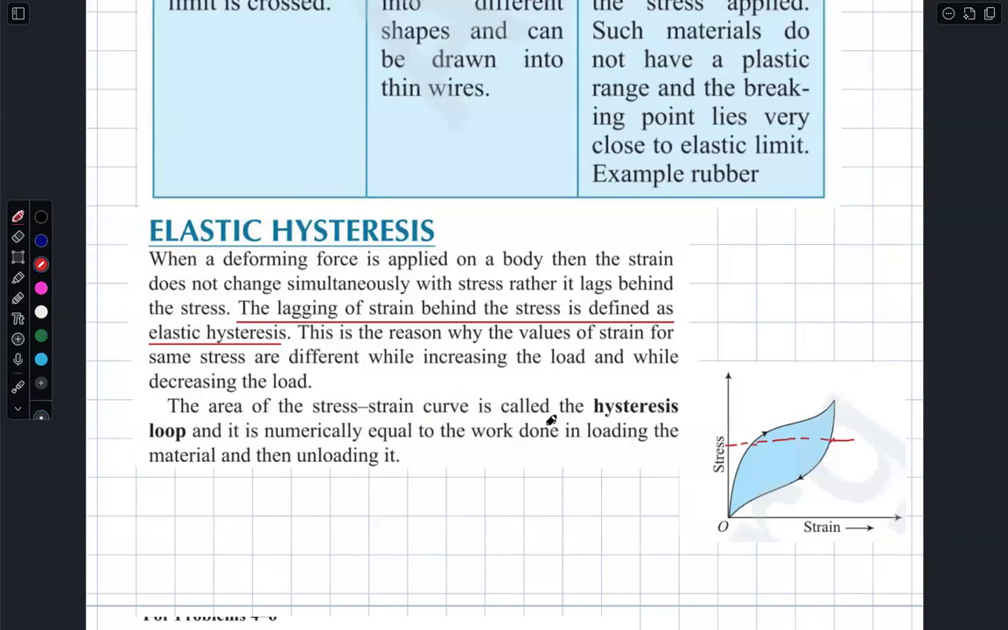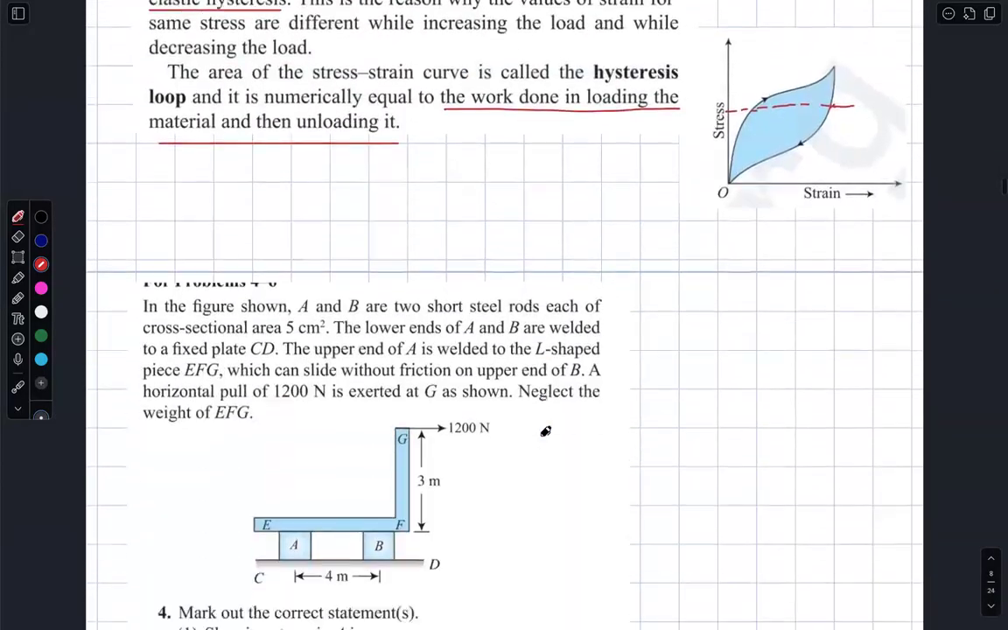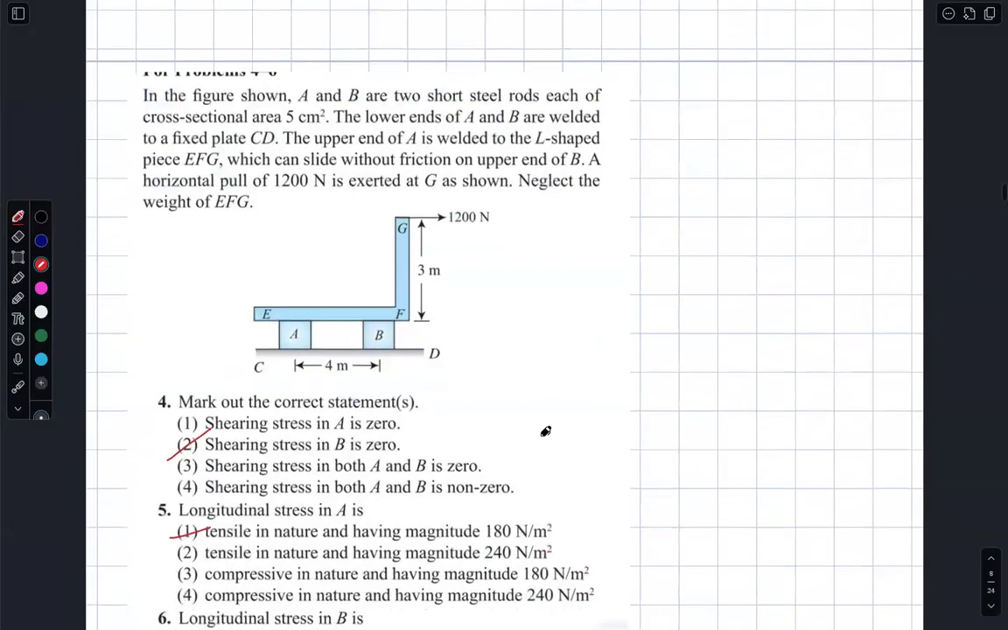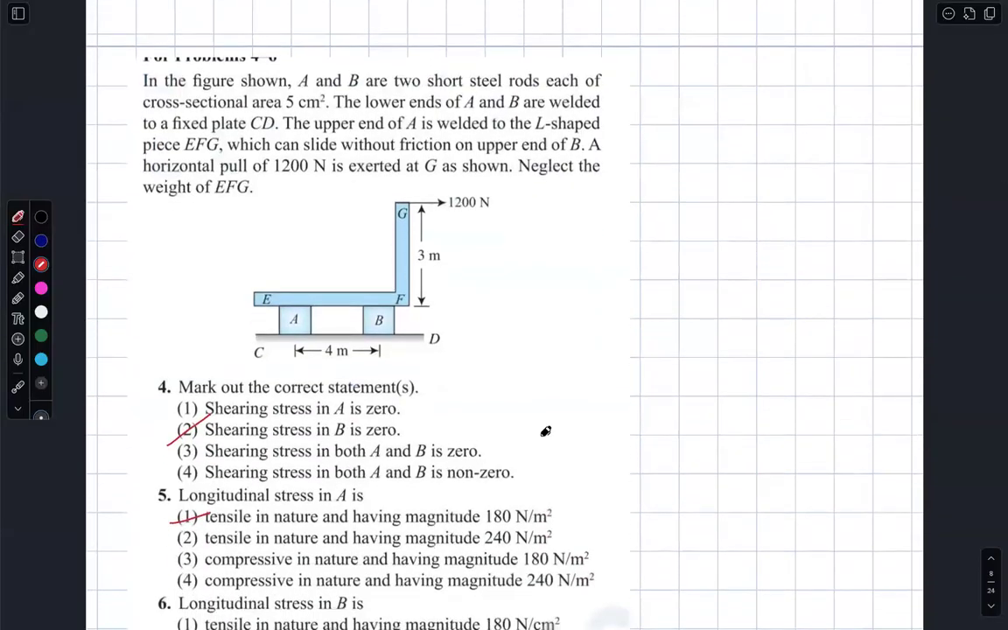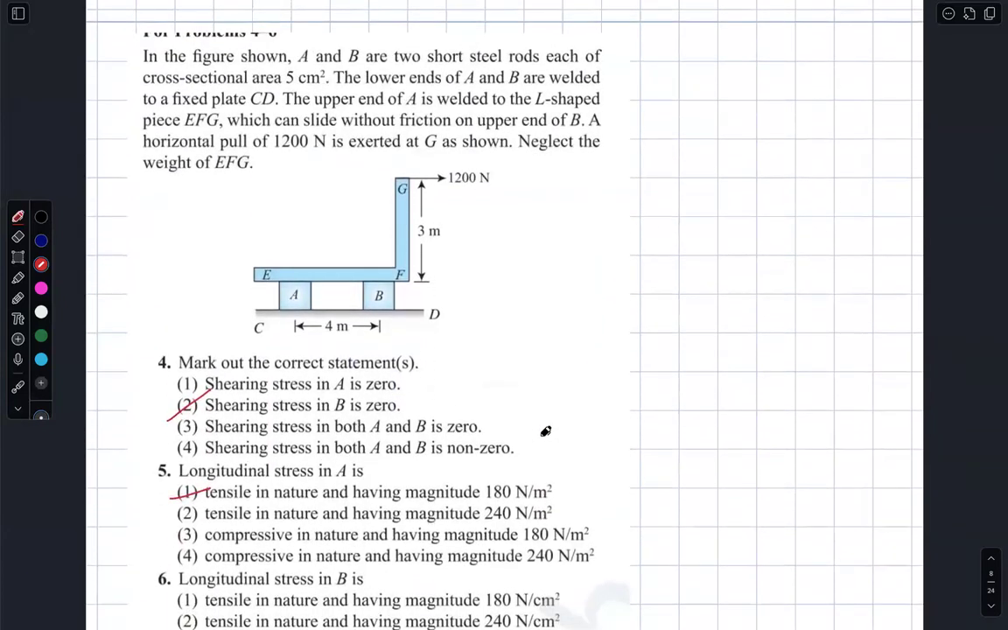The area of the stress strain curve is called a hysteresis loop. And this is numerically equal to the work done in loading the material and unloading it. I repeat, the area gives work done in loading and unloading the material. This is a very important theory area. So I have discussed that here right now. Right. This is a very famous problem, N number of times we got this. I'll discuss that right now.